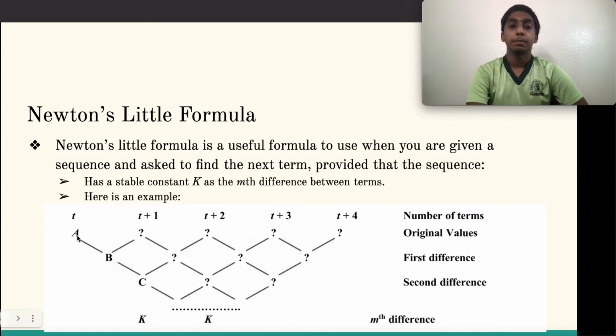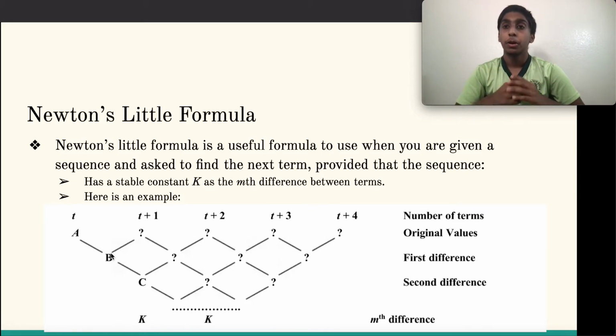So as you can see, based on this, I can fill out the question marks in the chart. Because t plus 1 minus t will give me b. So this question mark minus a will give me b. Using that relationship, I can fill out this entire chart for myself. And when I'm done filling out the chart, eventually I'll reach a point at the bottom where I get the same number. It's going to repeat.